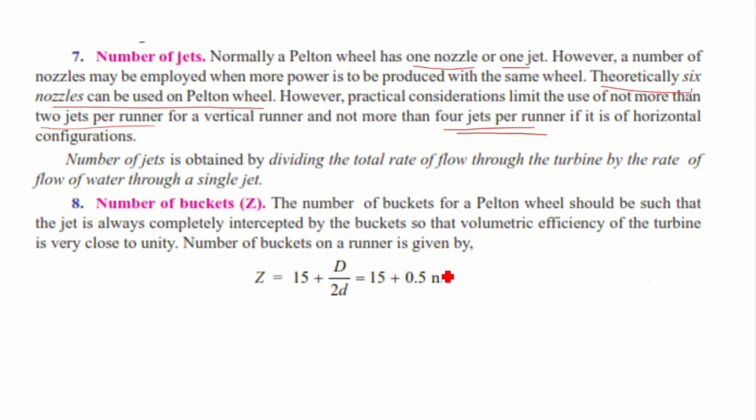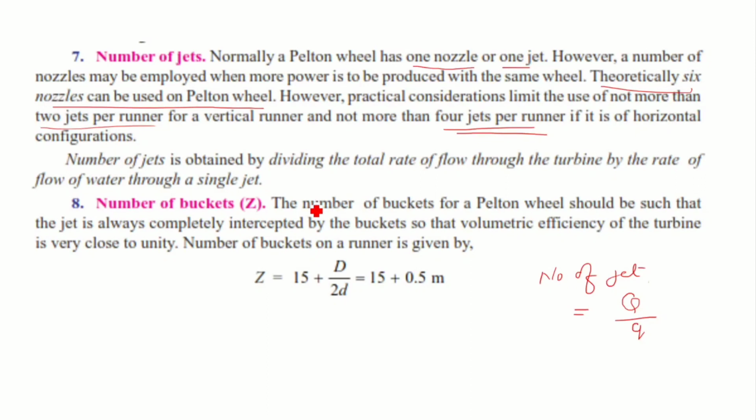So how will you find the number of jets? Number of jets is equal to the total rate of flow through the turbine divided by the rate of flow of water from a single jet. So the total flow supplied to the turbine, divided by the flow through a single jet, gives the number of jets.